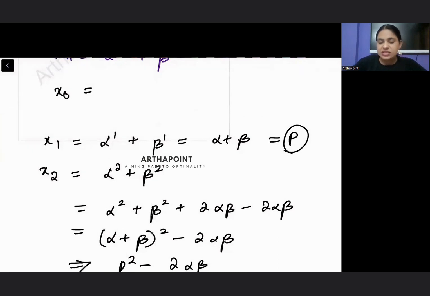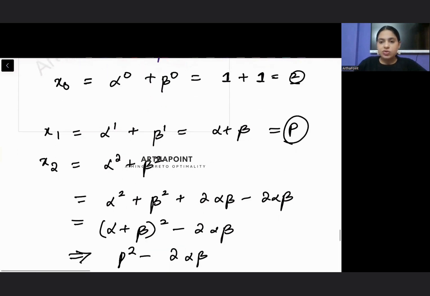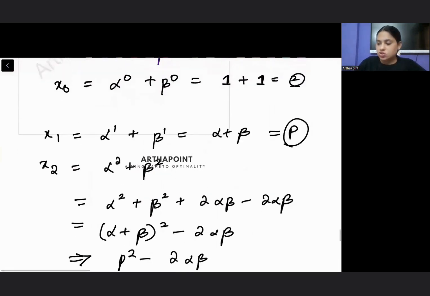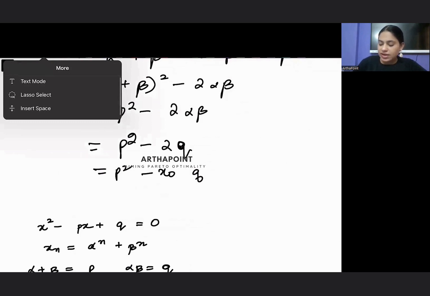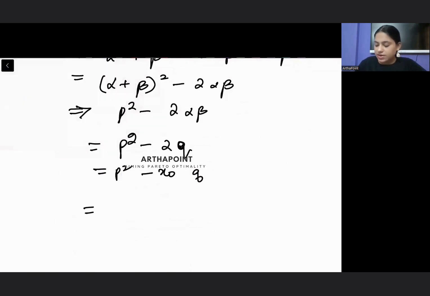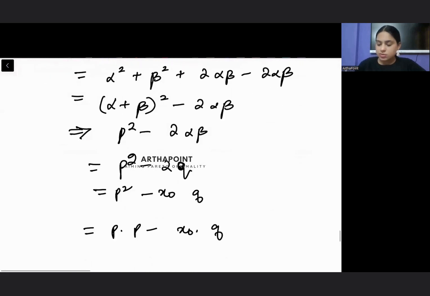If I find out x to the power 0, I mean x0, this is going to be alpha to the power 0 plus beta to the power 0. Anything to the power 0 is 1, plus 1, so this is going to give me 2. So I can replace this 2 with x naught here. And I can write this as p into p minus x naught into q. And I can replace this p with x1 here. So I will get p into x1 minus q into x naught is equal to x2.